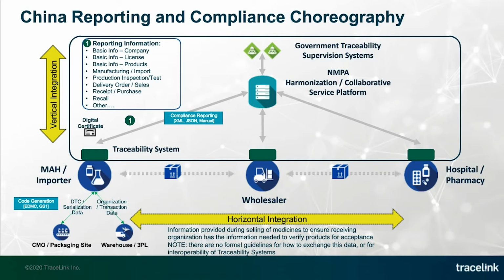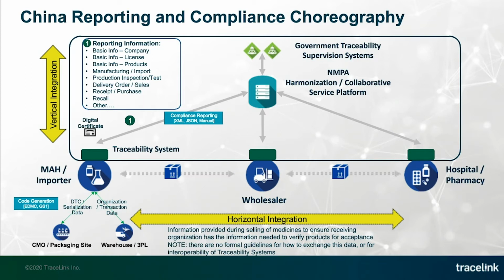So we'll start at the center. In the center, we have that CSP or HSP, that layer 2, that collaborative or harmonization service platform. And that is the NMPA run system that will be collecting information from your traceability systems as a manufacturer, from those as a wholesaler, from pharmacies, et cetera. Those are represented by those dark green boxes above the MAH, wholesaler, and hospital icons. So essentially, as products are moving through the supply chain, the different entities will be supplying information to that central HSP. And the format of that information can be through XML or JSON. There are even some manual methods to encapsulate that information and send it up to the HSP.